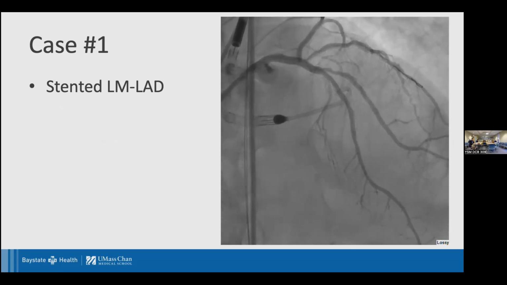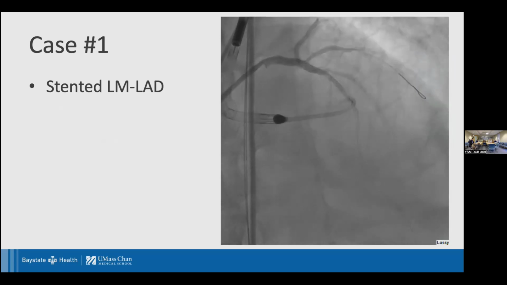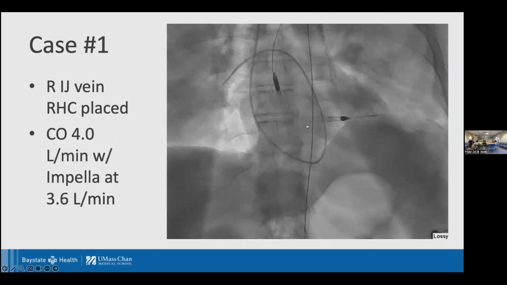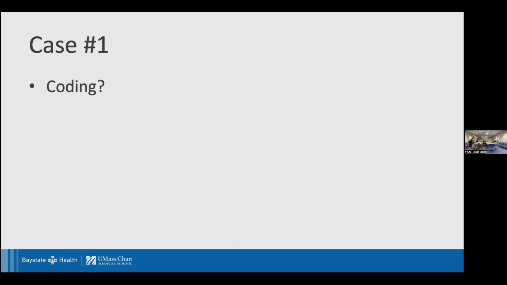Now the patient is in shock and has an Impella, so our shock team model is the patient should have a right heart cath placed. And here a Swan is placed by the right internal jugular vein. The cardiac output is 4 liters per minute, with the Impella producing 3.6 of those. Okay, so let's pause for a minute. What's it worth to you?